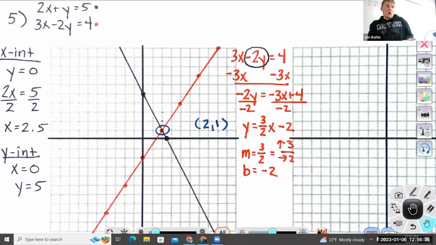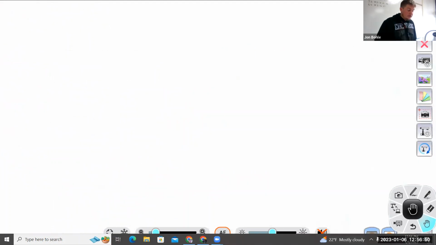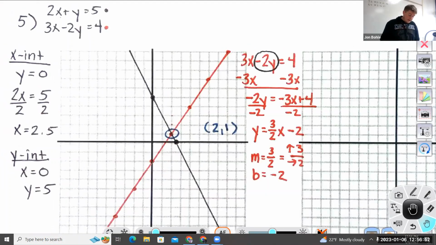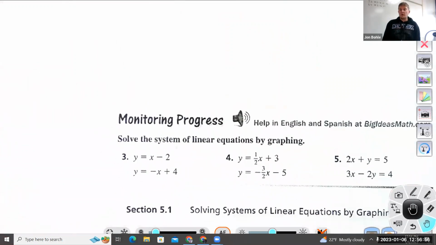Okay, so now I've gone over all the 3 different options you can do when graphing. Those are all of them, an exhaustive list. This is what I want everybody to do. On these graphs that you have, with somebody next to you, one person do monitoring progress 3, one person do monitoring progress 4, and then when you're done, you can check the other person's work.